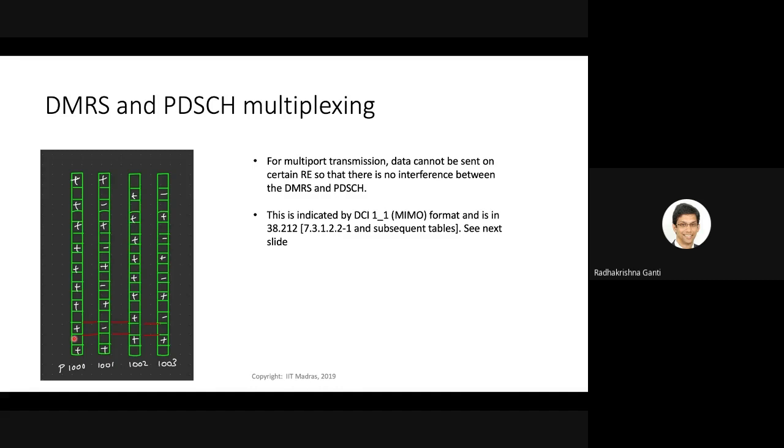So sometimes DMRS and PDSCH are multiplexed when there are a small number of ports. Sometimes you will not be able to multiplex DMRS and PDSCH. It depends on the particular config, the number of layers that you have, and other details. So the question is, how does the UE know whether the DMRS and PDSCH are multiplexed, and how many layers are sent? I'm going to tell you how this is done in the next couple of slides.